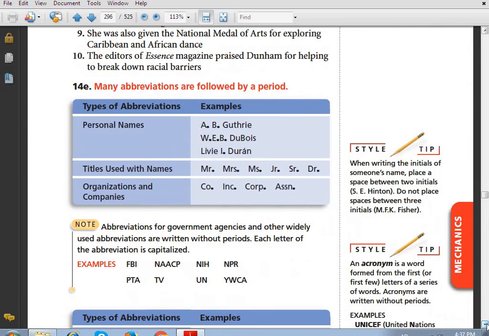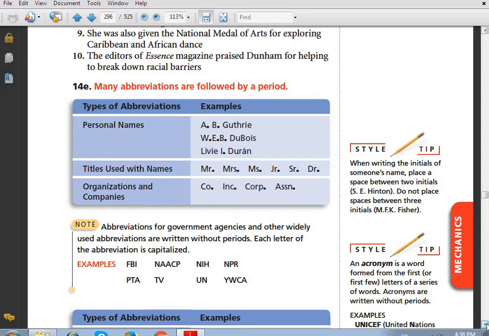Another type of punctuation is the abbreviation. An abbreviation is a shortened form of a word or phrase. It means, guys, that you write the words in a shortened form. Many abbreviations are followed by a period. Notice how periods are used with abbreviations in the following examples. What are the types of abbreviations we have? We have initials, the first letter of each word. Titles used with names, like Mr., Miss, Mrs., Sir, Doctor, and so on.